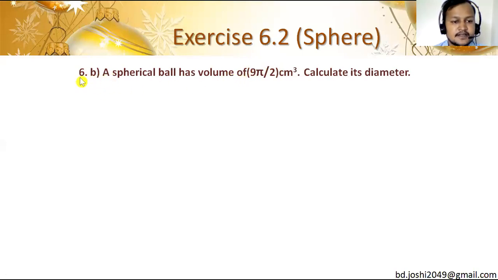The question given here in question number 6b is: a spherical ball has volume of 9 pi divided by 2 cubic centimeter. Calculate its diameter. It is said that a spherical ball has volume 9 pi by 2 cubic centimeter. We have to calculate the diameter of it. Given thing is volume, and the value which we have to calculate is the diameter of the spherical ball.